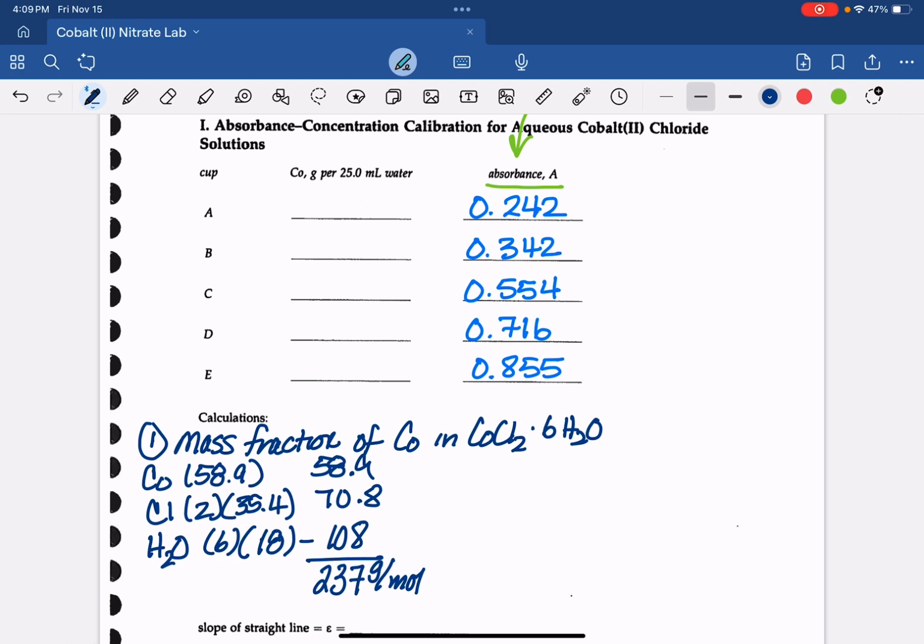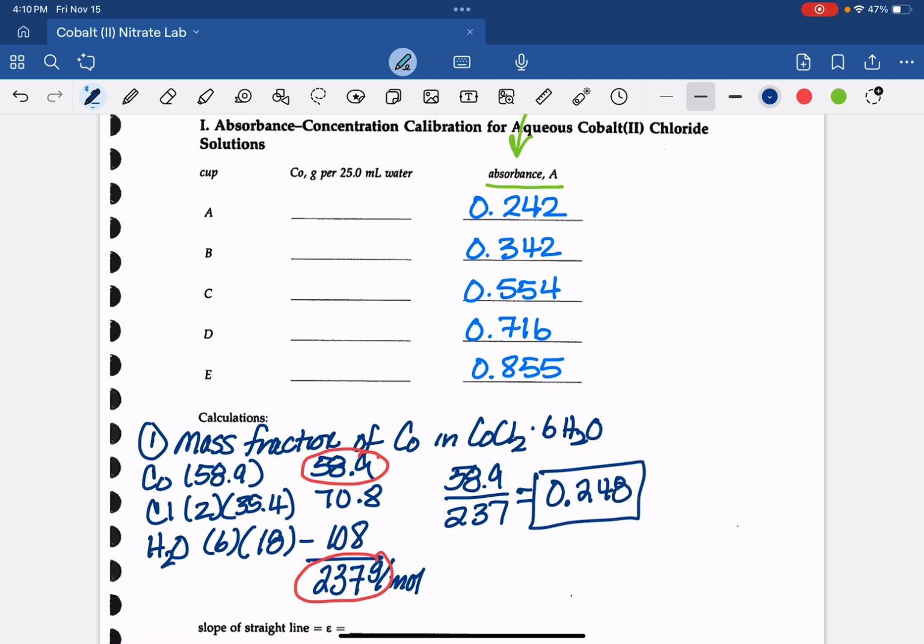Okay, so how do we get the mass fraction of the cobalt? Well, what we have to do is take our cobalt and divide it by the total. So 58.9 for our cobalt divided by 237 is going to equal, rounding to 3 decimal points, 0.248. Now that actually becomes what I'm going to call my multiplier.